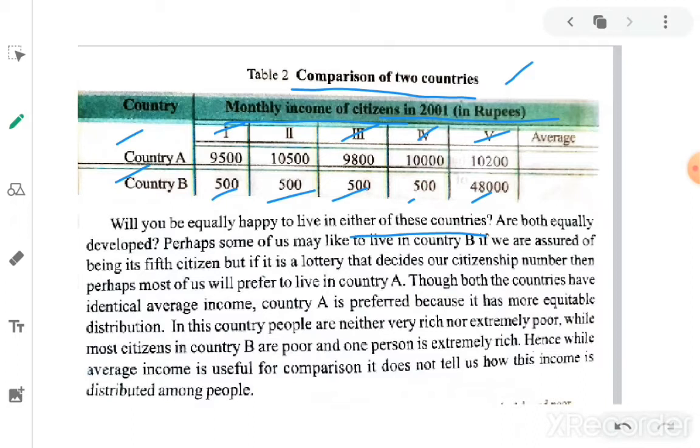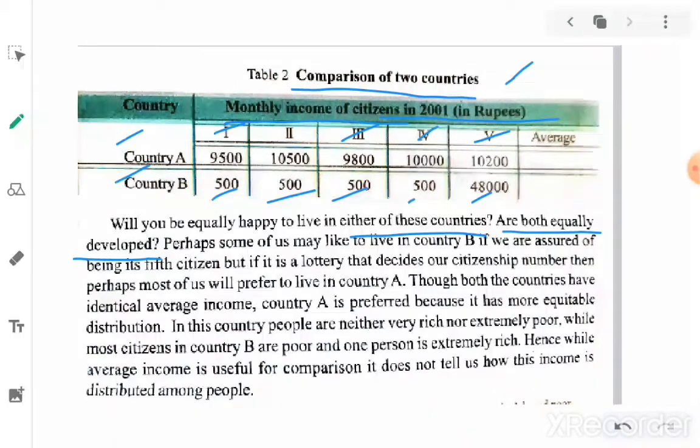By seeing this table, generally we can identify some differences. In country A, the income is in a proper order, an almost equal amount of income. But in country B, there is so much difference between the fifth person and the other remaining 4 persons. So both countries have the same average income, but by looking, generally we will prefer country A, or are both equally developed? Are both the countries equally developed or not?